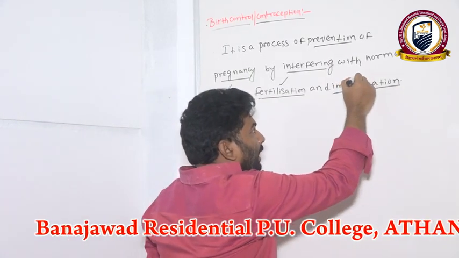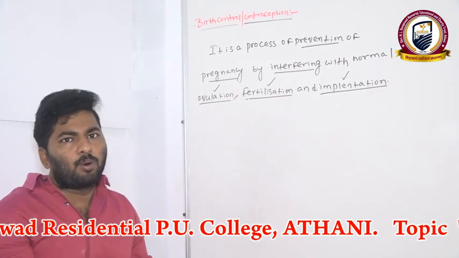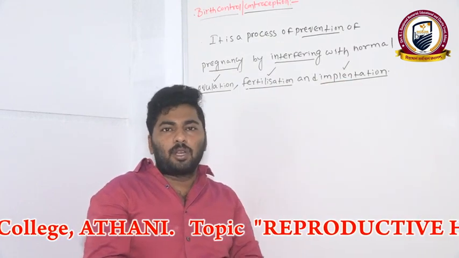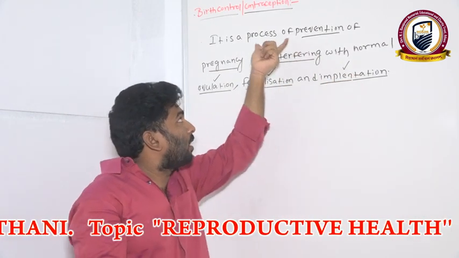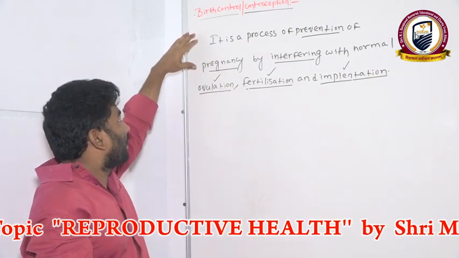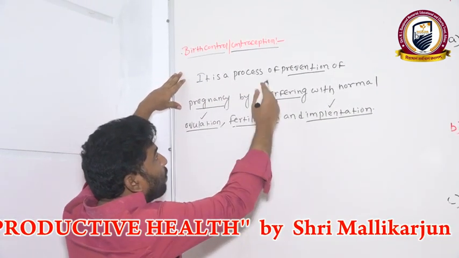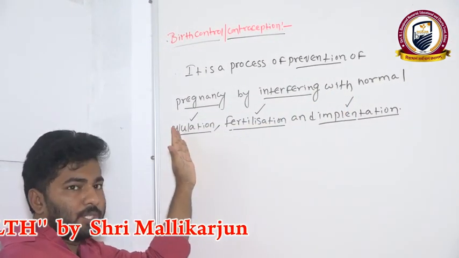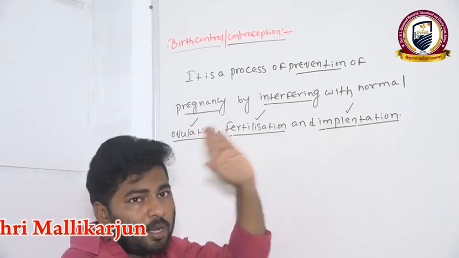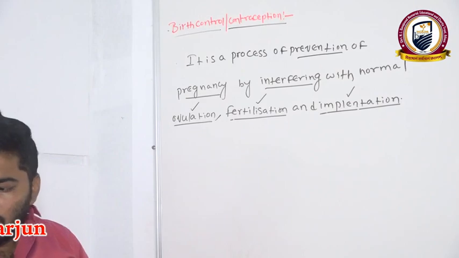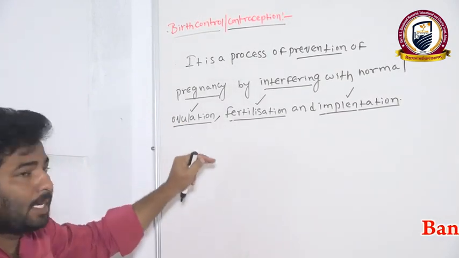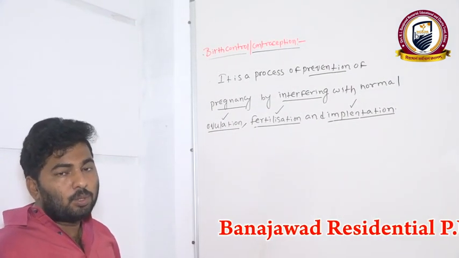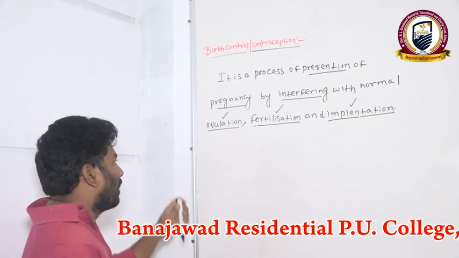And if it interferes in implantation, you know very well about implantation. What is implantation? Attachment of the embryo to the uterine walls. This is also prevented, so we can prevent the pregnancy. Okay, now let us see that one more time. It is a process of prevention of pregnancy by interfering with normal ovulation, normal fertilization and normal implantation. Okay, fine. Now we will discuss what kind of methods or devices we use to prevent the pregnancy. Those we can call contraceptives.